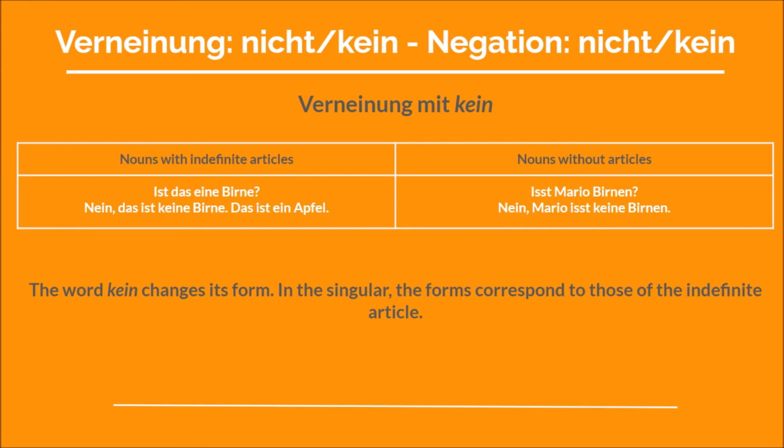And the second group is nouns without articles. Isst Mario Birnen? Does Mario eat pears? Nein, Mario isst keine Birnen. No, Mario does not eat pears. The word kein changes its form. In the singular, the forms correspond to those of the indefinite article. So you need to consider this when you're using kein. Let's practice this.